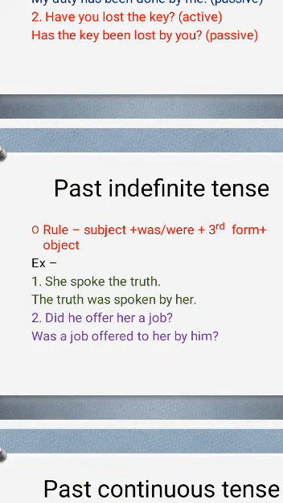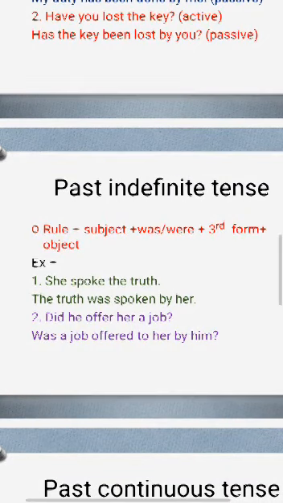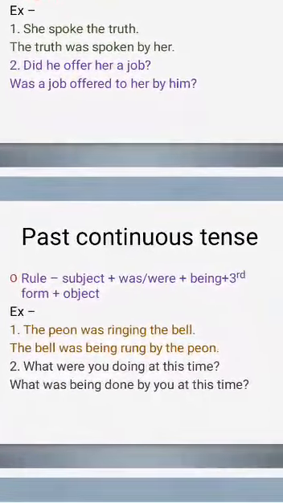Second example is in an interrogative. Did he offer her a job? We will change into passive voice and write was at first. Was a job offered to her by him? Now next tense is past continuous tense. The rule is subject plus was/were plus being plus third form of verb plus object.